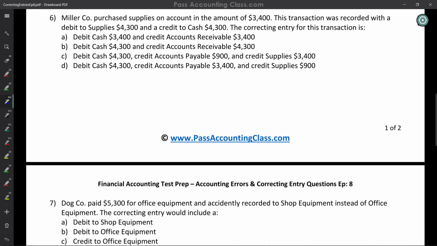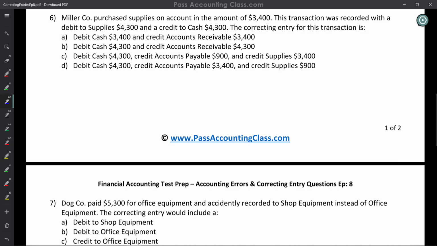For question 6, it says, Miller Co. purchased supplies on account in the amount of $3,400. This transaction was recorded with a debit to supplies $4,300 and a credit to cash $4,300. The correcting entry for this transaction is debit cash $3,400 and credit accounts receivable $3,400, debit cash $4,300 and credit accounts receivable $4,300, debit cash $4,300, credit accounts payable $900 and credit supplies $3,400, or debit cash $4,300, credit accounts payable $3,400 and credit supplies $900.